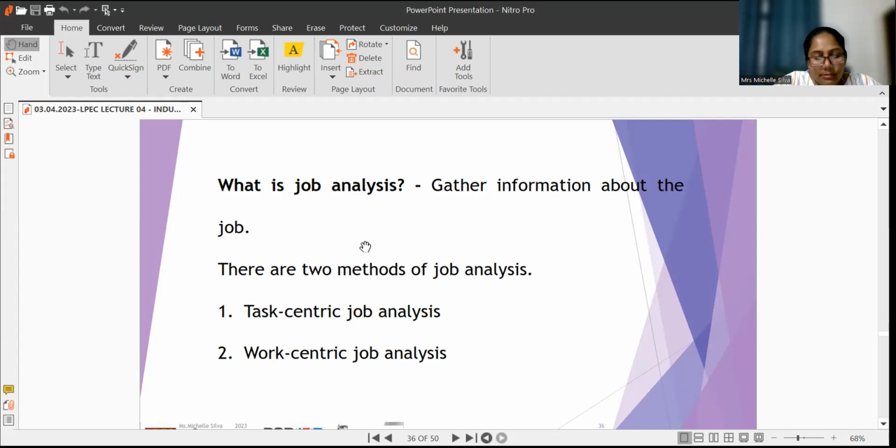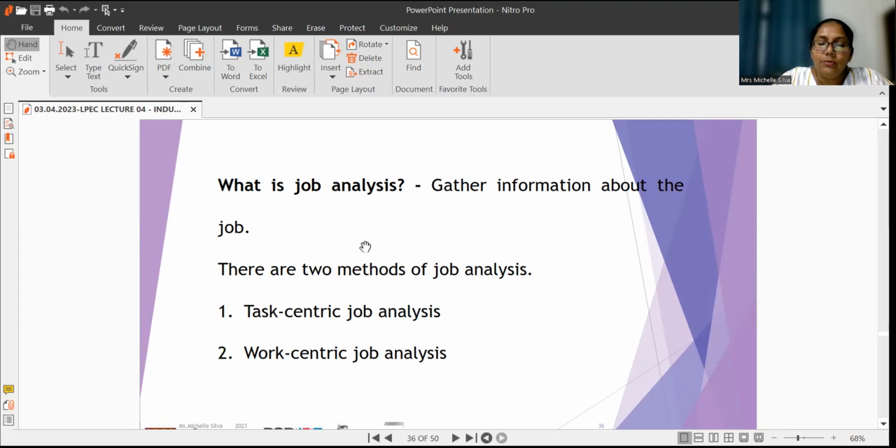But work-centric job analysis, basically we try to list down the required knowledge, skills, attitudes to perform the job. So basically from task-centric, we try to list down task, duties, responsibilities. But from work-centric job analysis, we try to list down the required minimum knowledge, skills and attitudes to perform the job well.